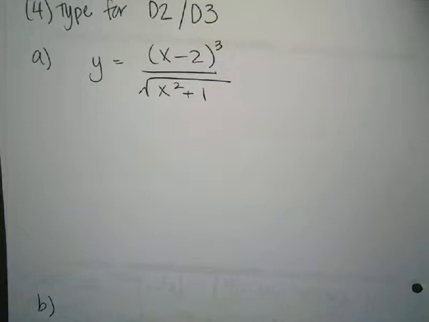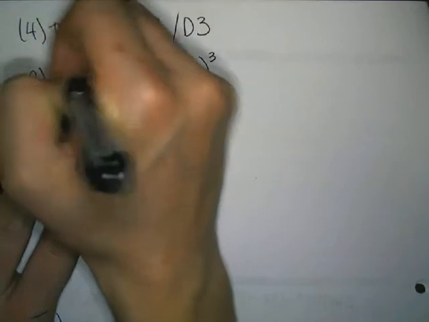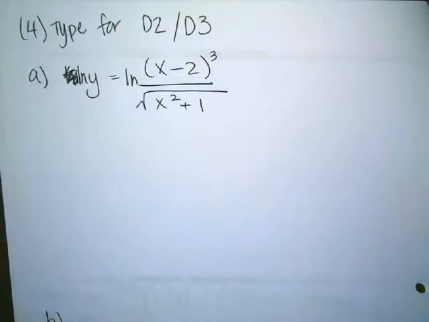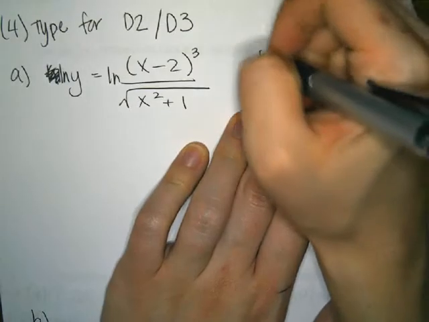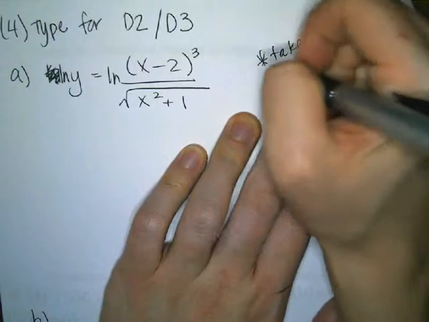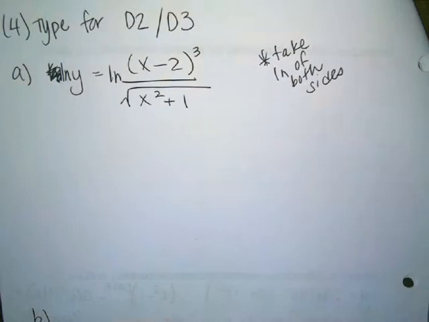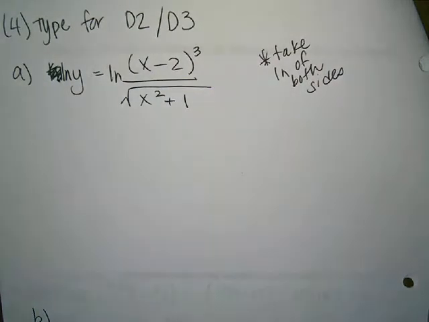So what we're going to do here is we're going to take the ln of both sides. Ln is a function on an argument. So we're going to take the ln of both sides. Now the reason this is going to be useful is that now we can employ the properties of logarithms to actually separate that quotient and break it apart into pieces.